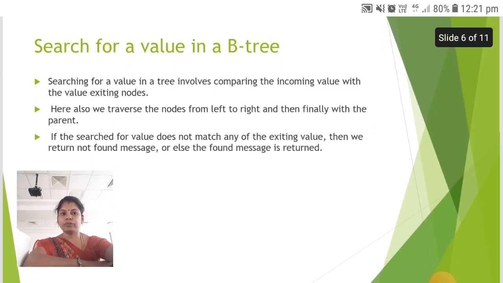Next, the search for a value in a BST. Searching for a value in a tree involves comparing the incoming value with the values in existing nodes. Here also we traverse the nodes from left to right and then finally the parent. If the searched value does not match any existing value, then we return a not found message.